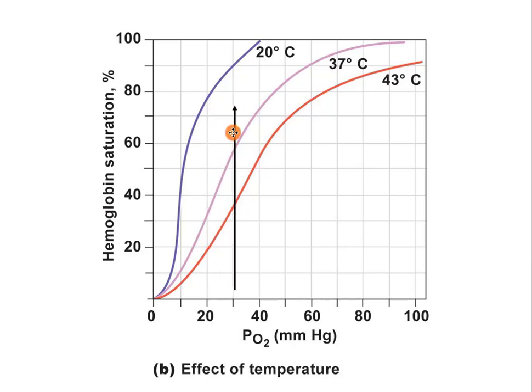In other words, at a given PO2, let's just do 30, instead of having 55% saturation, I now have about 90% saturation, because hemoglobin's affinity for oxygen has increased. Okay, that's the effective body temperature. In any case, I hope that makes sense, meaning that when temperature increases, metabolic rate increases, there's a higher demand for oxygen.